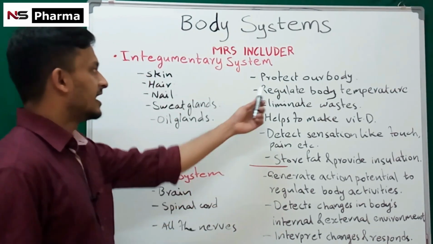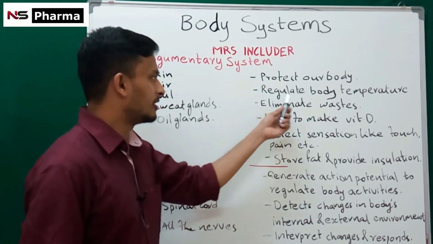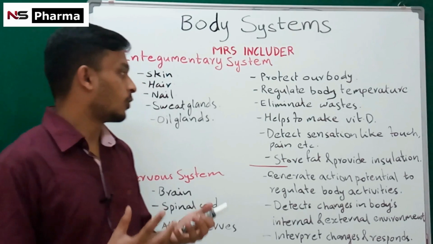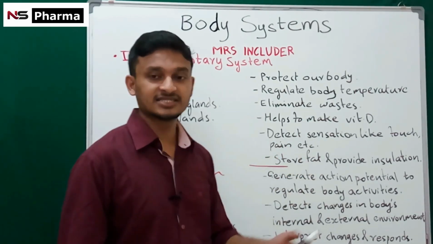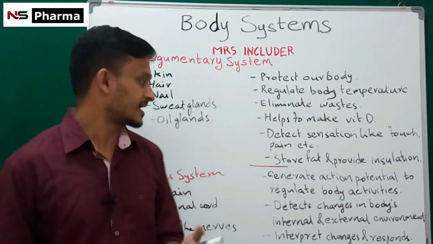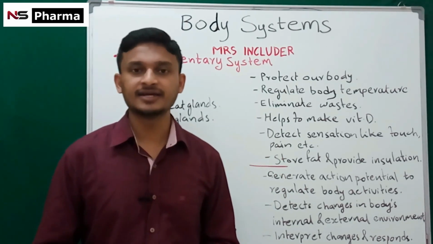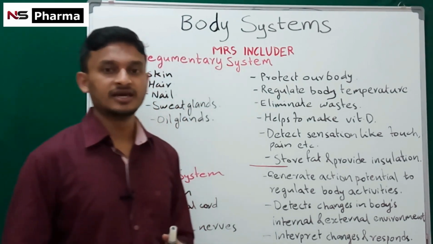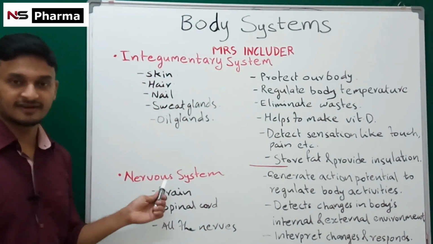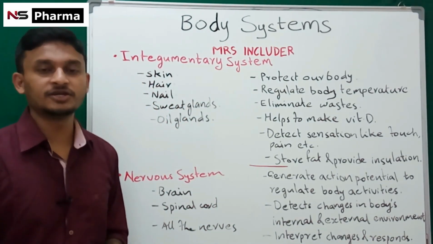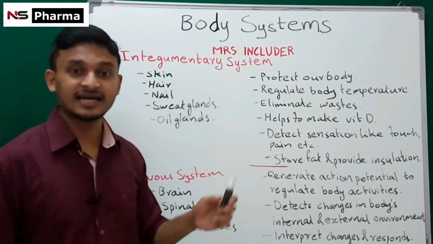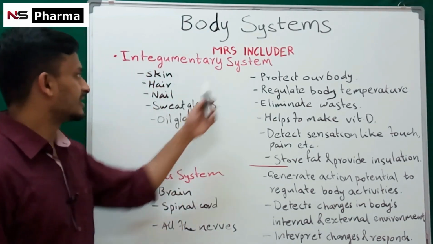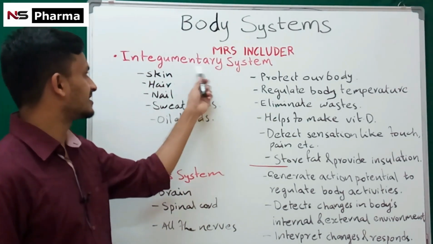We will see one more time. It protects our body. It regulates body temperature. It eliminates waste. It helps to produce vitamin D. It detects sensations like touch, pain, etc. It stores fat and provides insulation. These are the different functions of the integumentary system. One more time I am reminding you, the integumentary system is the largest body system in our body.